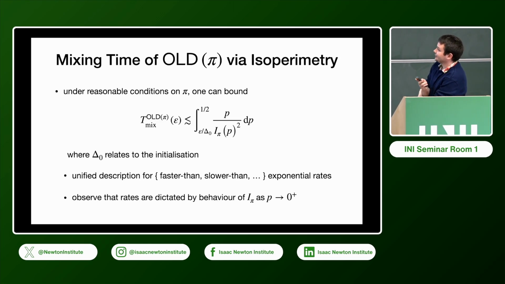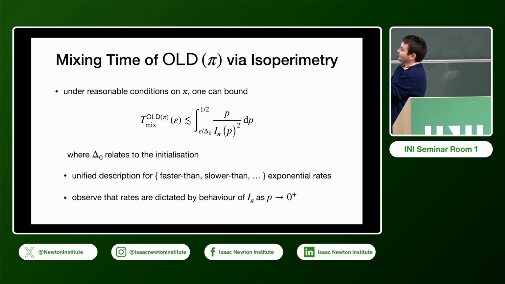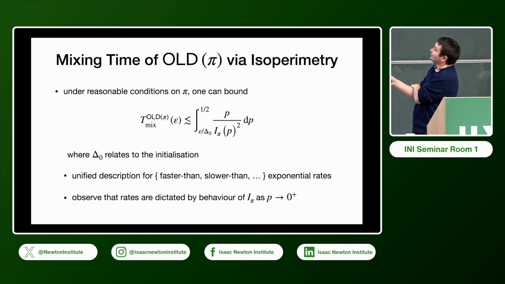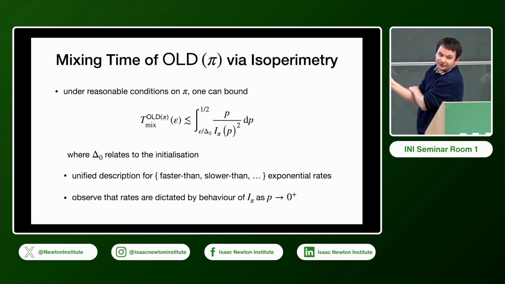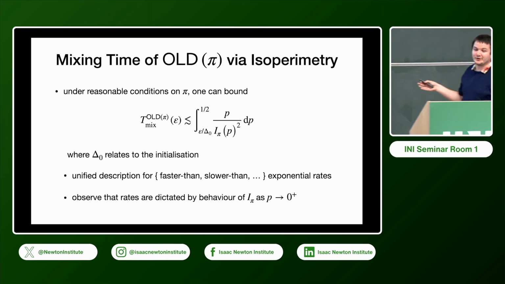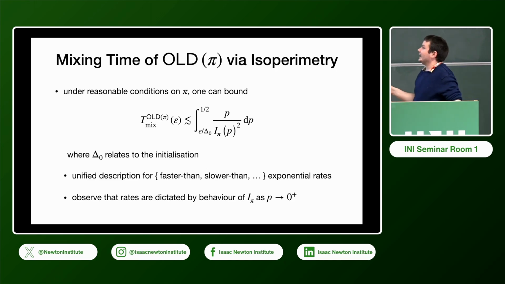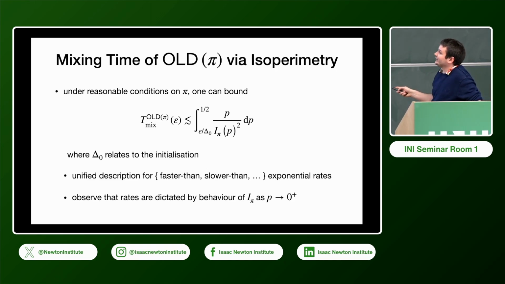Okay, so say I've worked very hard and I find the isoperimetric profile of a probability measure. Under some fairly reasonable conditions, one can show that the mixing time of the continuous time process to an error epsilon can be characterized in terms of this integral here. Right? So it involves the isoperimetric profile downstairs. And this delta naught here is a factor that relates to the initialization of the process. We don't need to get into that just yet, but it can be quite big. So the rate at which we converge is going to be dictated by the behavior of I pi as p goes to 0. How difficult is it to escape small sets? How badly trapped can we get?